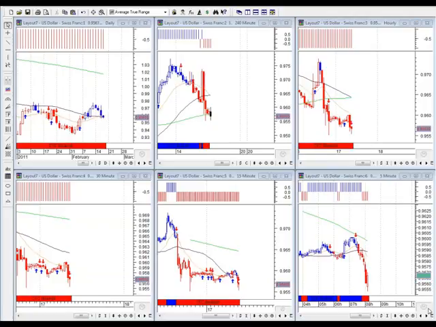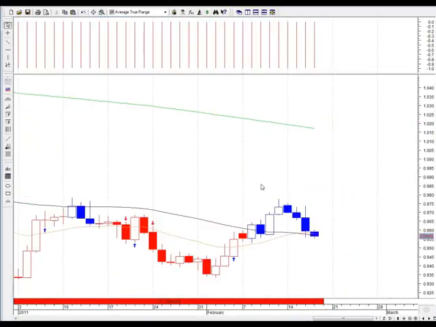Okay, the next pair I'm looking at this morning, the 17th of February 2011, is the US dollar against the Swiss franc. I've got up here my 6 time frames. I'm just going to have a look at the daily to look at the overall trend.